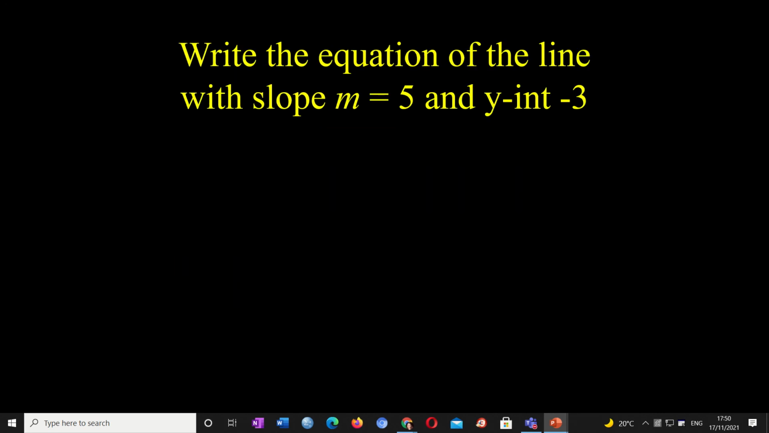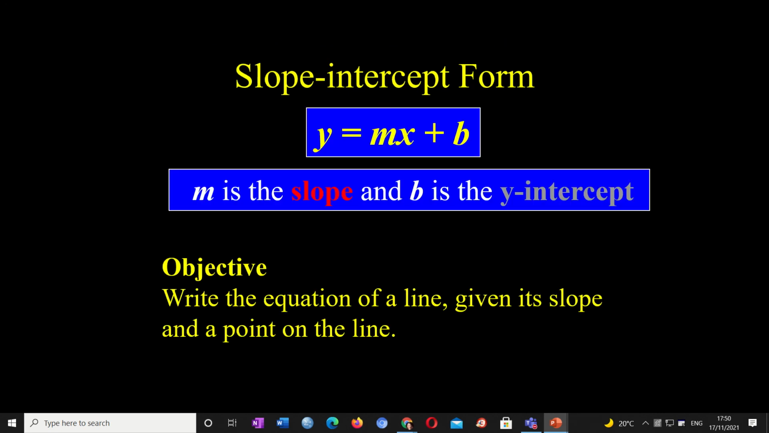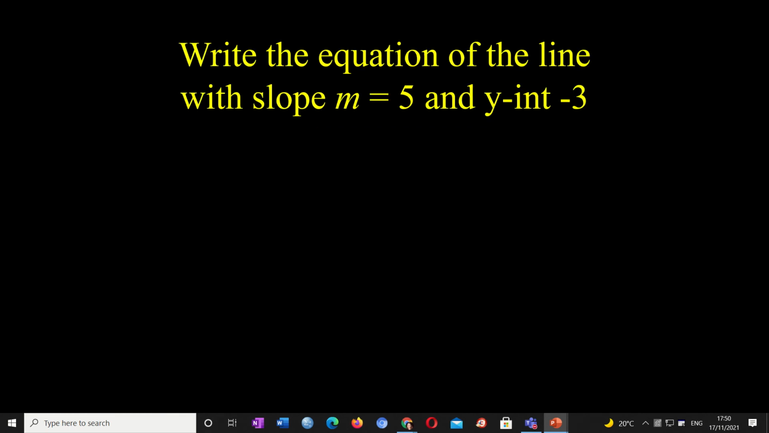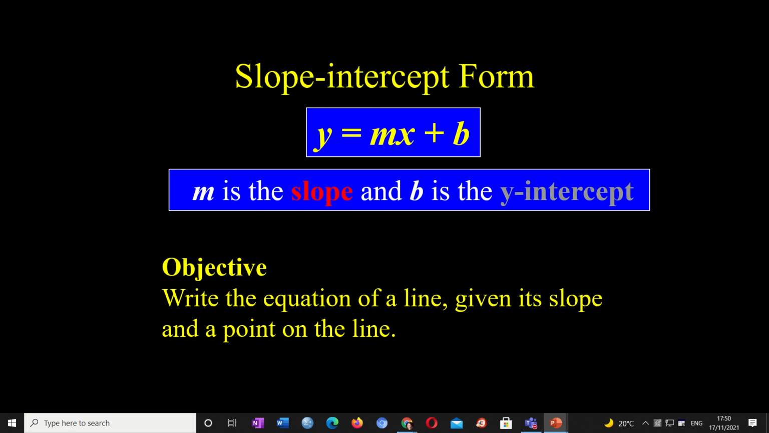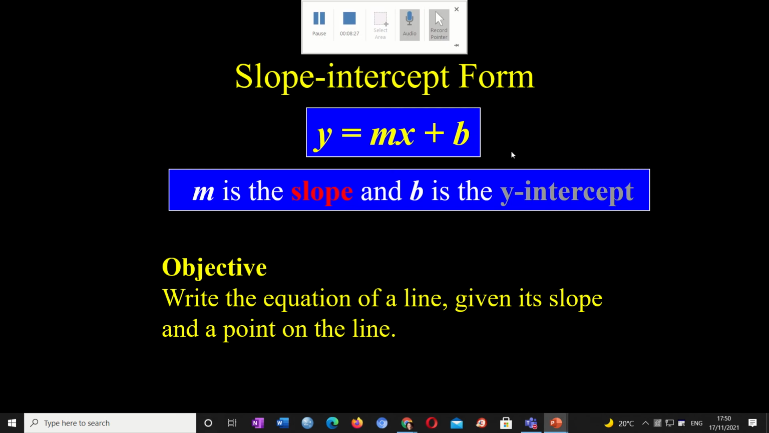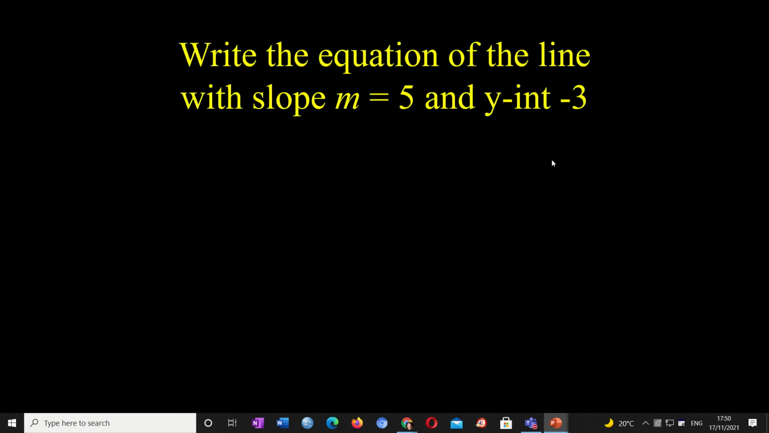So y equals mx plus b, and we can solve these equations. Did we solve these ones? I think we didn't solve these ones. We were right here. Check from your notebook. This is the formula. Let us solve some questions together and finish this presentation.